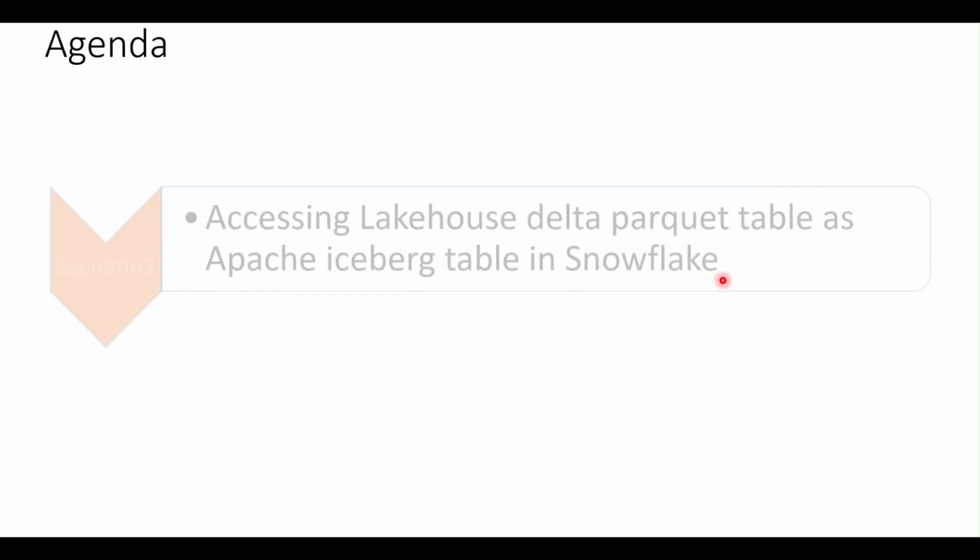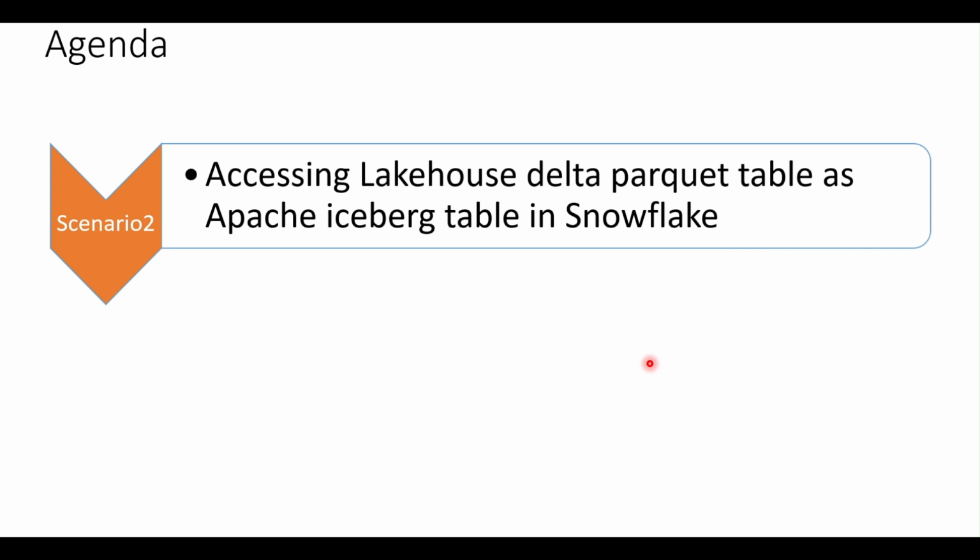Today our agenda is real-time scenario 2. This is a real-time scenario for our client where we access the Lakehouse Delta parquet table as Apache Iceberg in Snowflake. It means my client has data in the Lakehouse in Delta parquet format, and now we need to access that table as an Apache Iceberg table in Snowflake. We are not moving the data here, but we are accessing the data in Snowflake as Apache Iceberg.